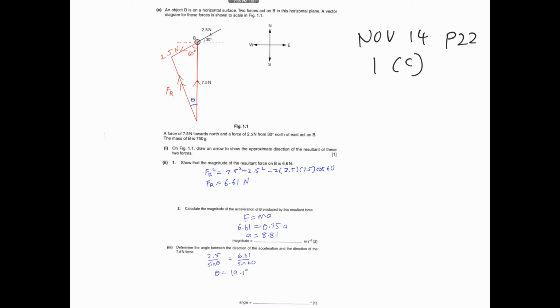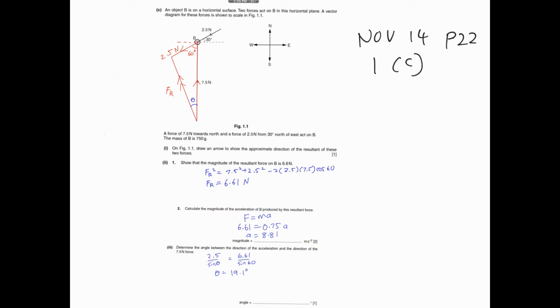Right, for our next question, they gave you an object B, and then they said there are two forces acting on it, which is your 2.5 newtons here and your 7.5 newtons. And they also gave you the directions in the sense that 2.5 newtons is actually acting at 30 degrees, 7.5 newtons is vertically upwards.